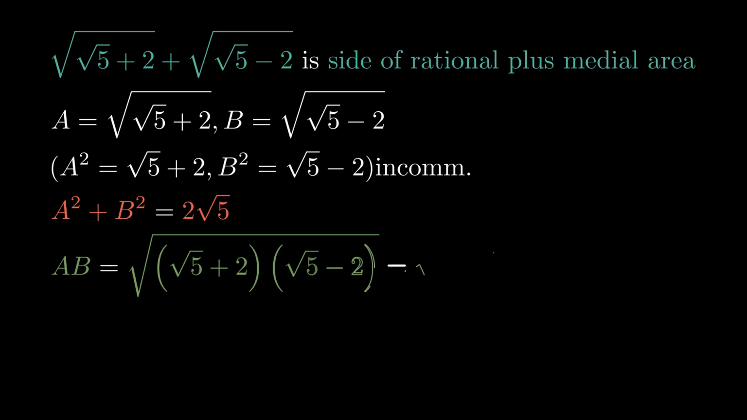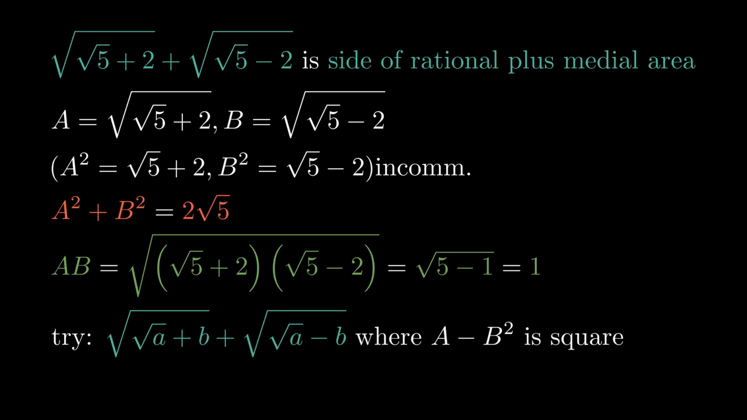Lastly, ab is equal to the square root of (root 5 plus 2) times (root 5 minus 2), which is equal to the square root of (5 minus 4), which is equal to 1, which is rational. So overall, the square root of root 5 plus 2 and the square root of root 5 minus 2 are not commensurable in square. Their sum of squares is medial, and their product is rational. The sum, the square root of root 5 minus 2 plus the square root of root 5 plus 2, is thus a side of a rational plus a medial area.